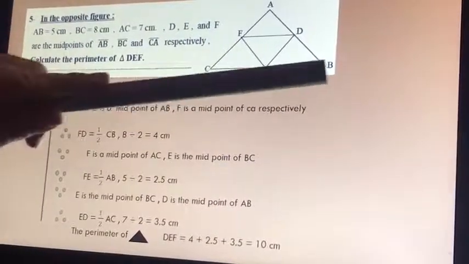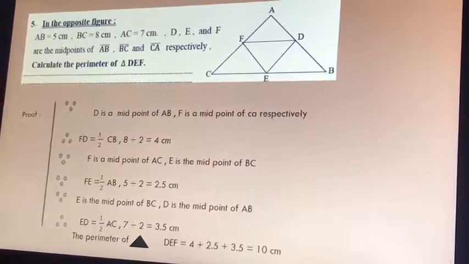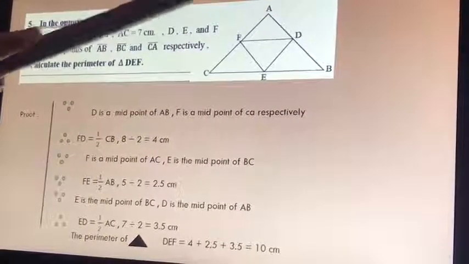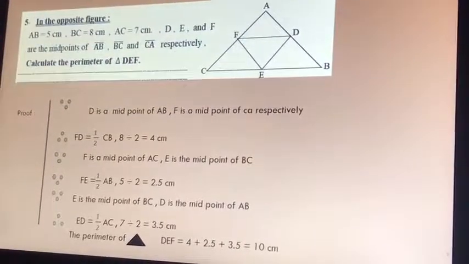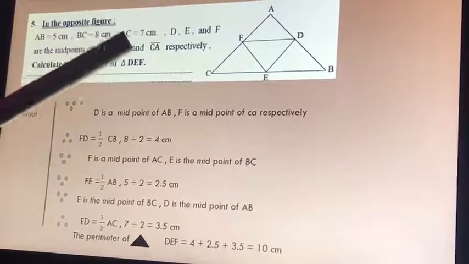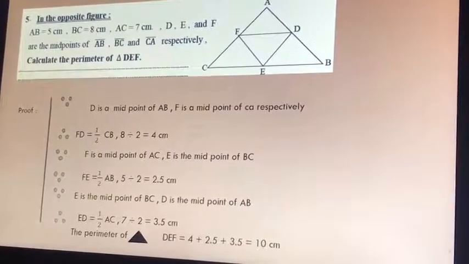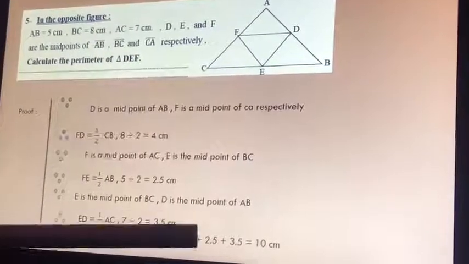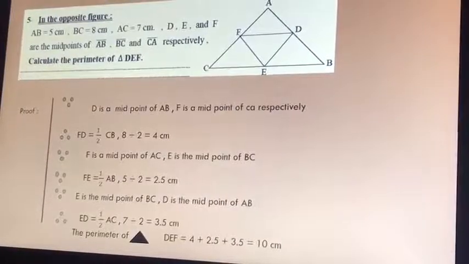The last two midpoints, which are E and D, I'm going to repeat it once more. E is a midpoint of BC. D is a midpoint of AB. Therefore, DE equal half AC, the last side of the triangle. And since AC equals 7, 7 divided by 2 equals 3.5. Simply, I can get the perimeter by adding these three sides, 4 plus 2.5 plus 3.5. The result is going to be 10 centimeter. And this is Theorem 3.